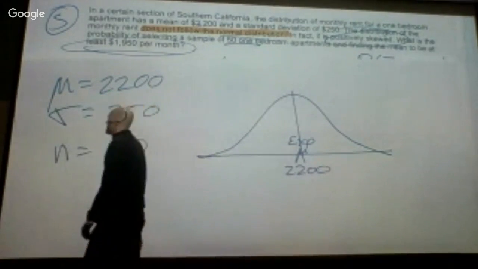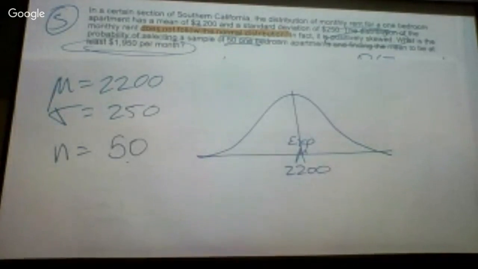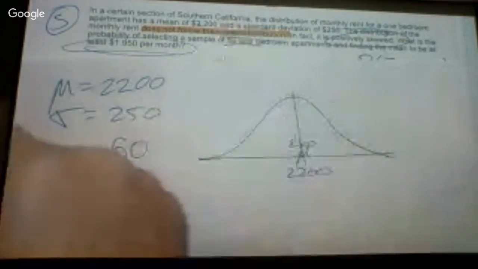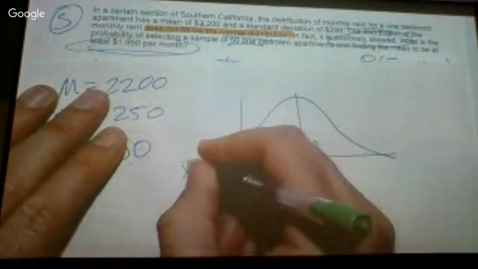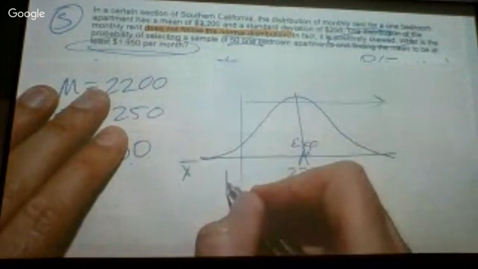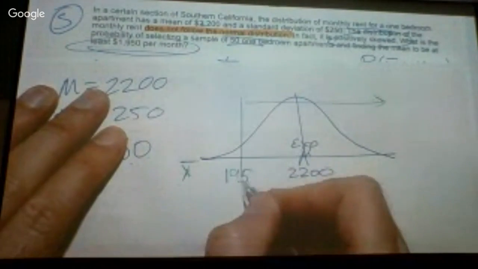The question says, what's the probability if we select 50 of them, that the mean of those is greater than 1950?